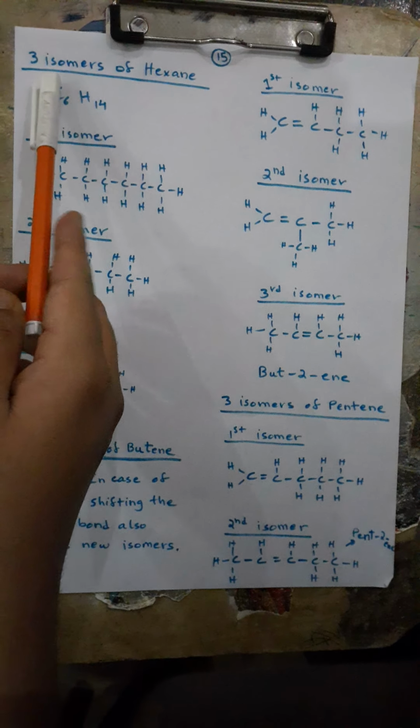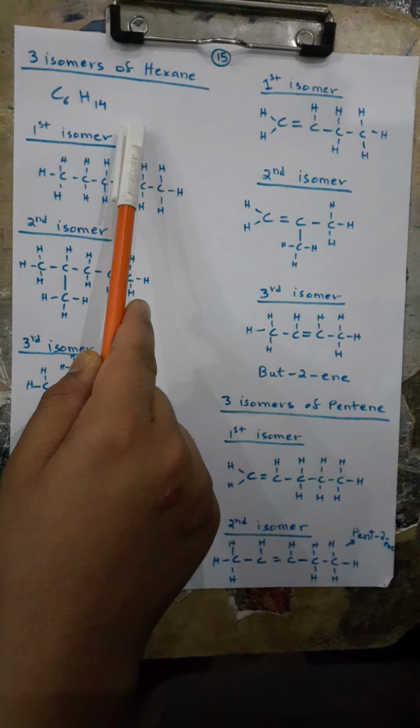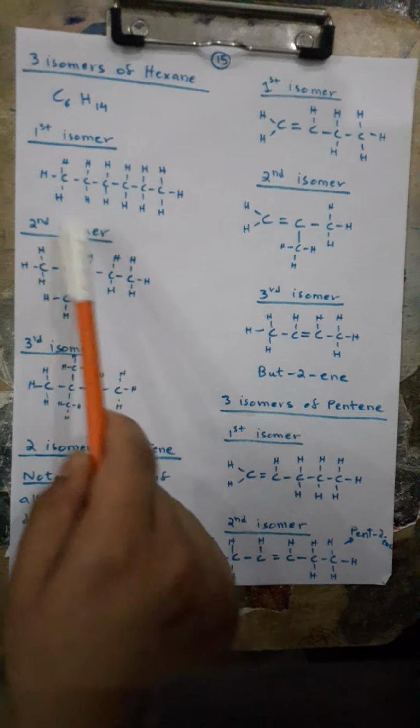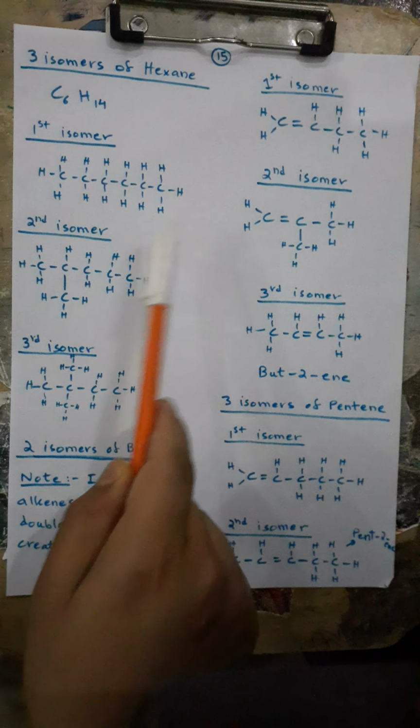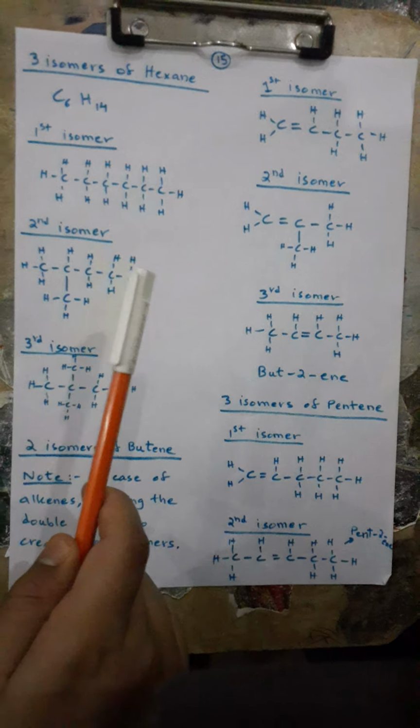Now the question is to draw 3 isomers of hexane. Now what is hexane? It is C6H14. So its first isomer, simple. Second isomer, we'll take any carbon which is first or last and attach it to such a carbon which is not at the edge. This is a very important thing.